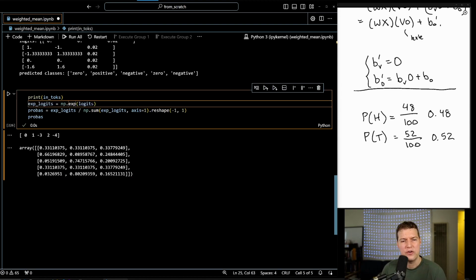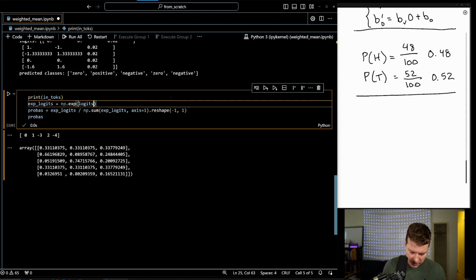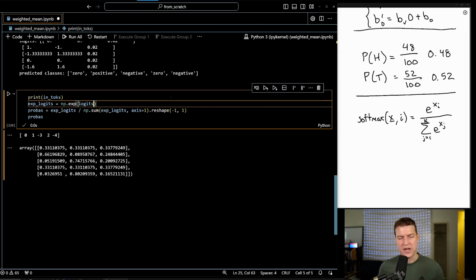Now, a few questions, right? Well, let me just write for you what this looks like, right? This is called the softmax, and it requires a vector of numbers, and it requires some index. So we're going to take e to the x sub i, and then we'll divide it by the sum of all the others, so j equal 1 to k. So it looks like that.